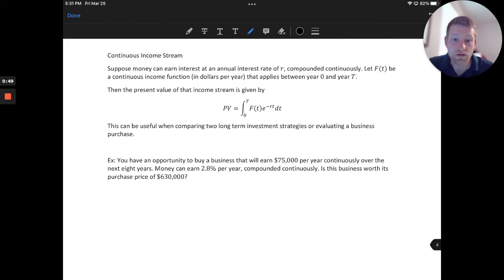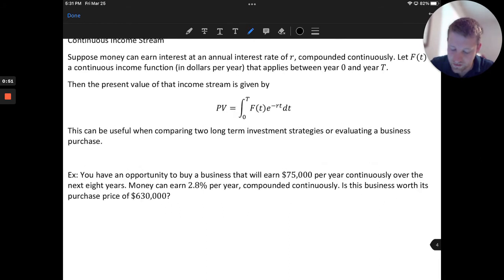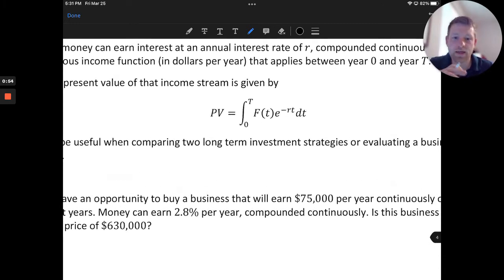So let's just discuss this expression again. This is taking a continuous income stream or continuous payments of some sort with an interest rate of R, and it's considering the present value of that income stream. So this is discussing what's the present value of money that is going to be earned or accrued over time from now until capital T years from now.